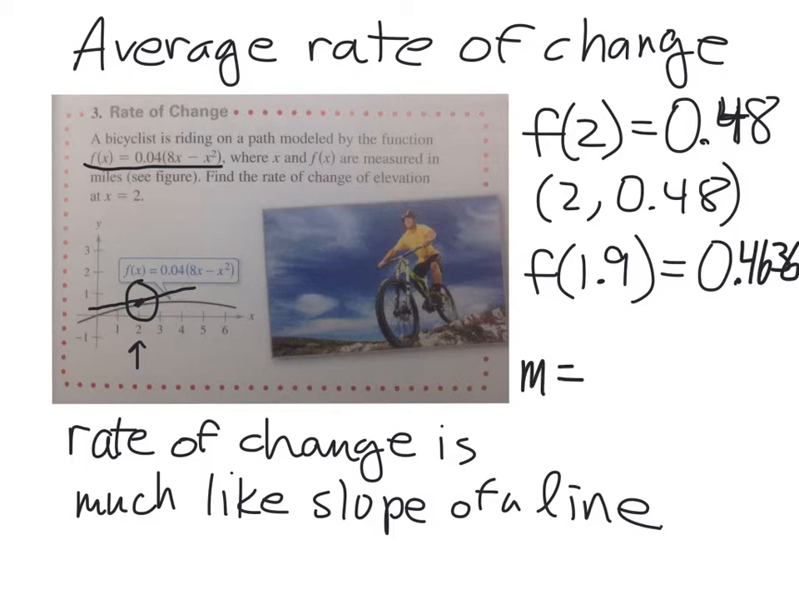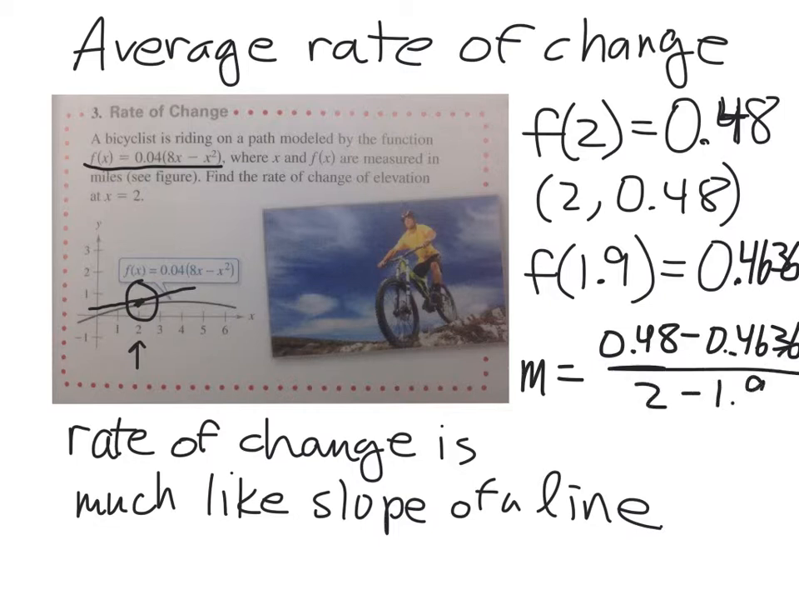So the slope of the line through the point 1.9, 0.4636, and the point 2, 0.48, well, change in y divided by the change in x. Slope of that line would be what? So 0.164 for the slope of that line.